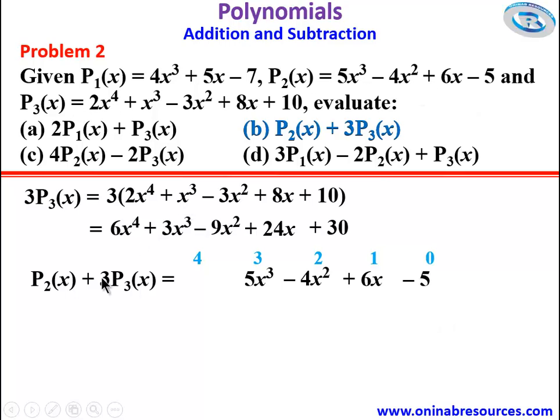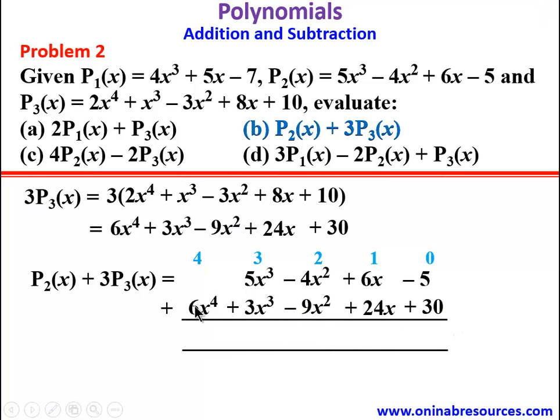And our 3P3 of x, which has the highest degree of 4, so we are adding it to 6x⁴ under the 4, plus 3x³ comes under 5x³, minus 9x² comes under negative 4x², plus 24x comes under 6x, and plus 30 comes under negative 5.